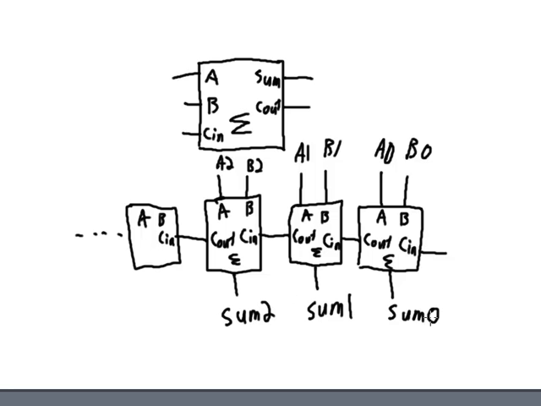So each one of these bits in the sum is valid 10 nanoseconds later than the previous one. So this one will be valid at 10 nanoseconds, this at 20 nanoseconds, this at 30 nanoseconds. So we get this ripple effect of the bits becoming valid. They don't become valid at the same time.